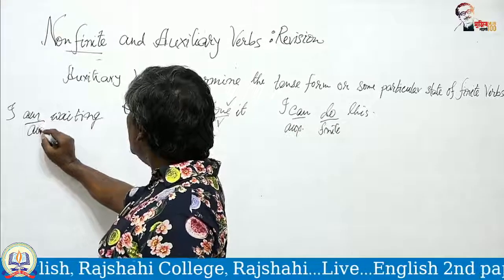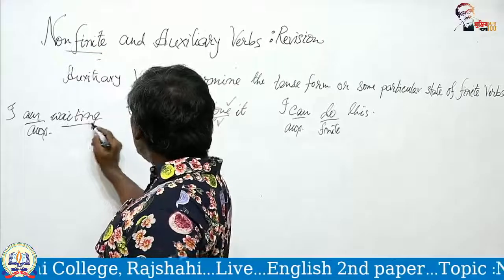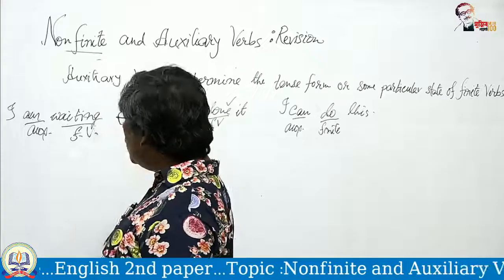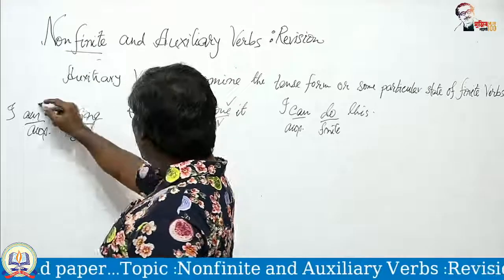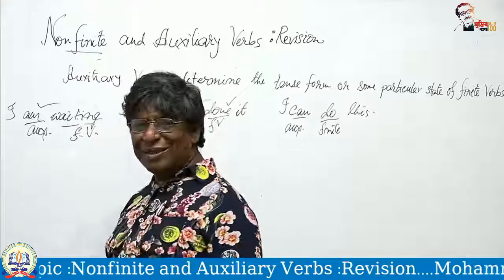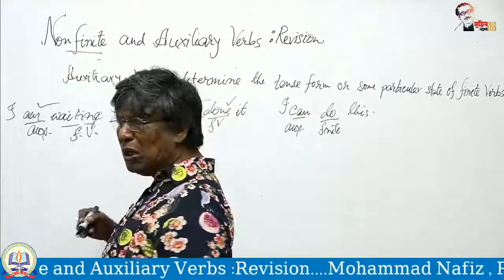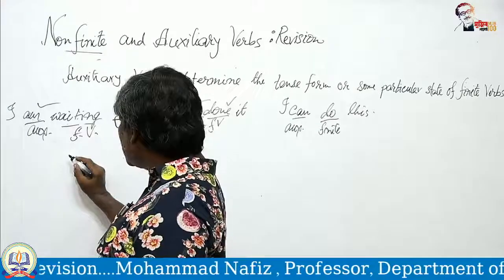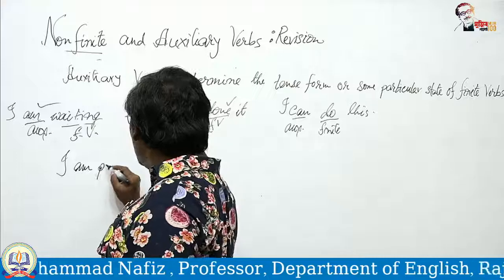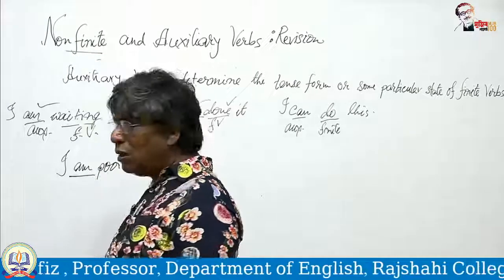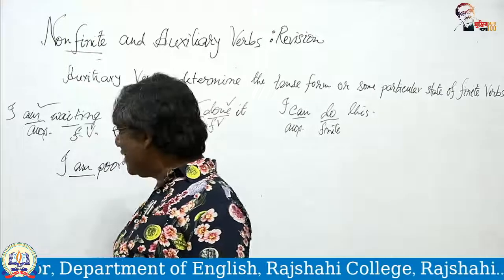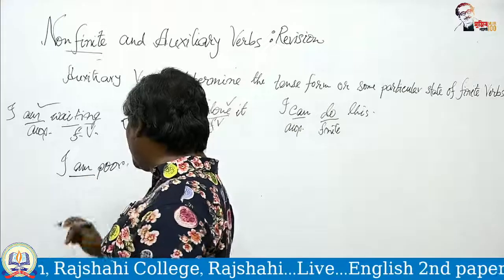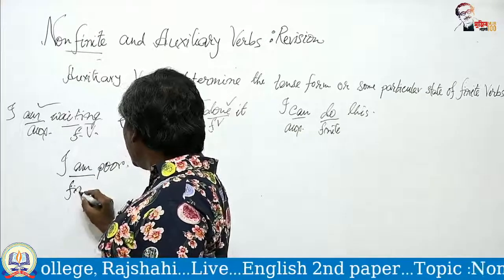Am is the auxiliary verb helping the finite verb wait to be expressed in the present continuous form. But sometimes verbs like am or have can function as the finite verbs in the sentences when they are used not to help to express the tense form of another finite verb. For example, I am poor. In this sentence, am is not an auxiliary verb because it is not helping any other finite verb to determine the tense form of that finite verb. Am in this sentence is finite.